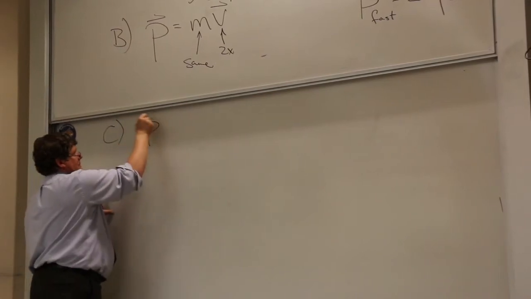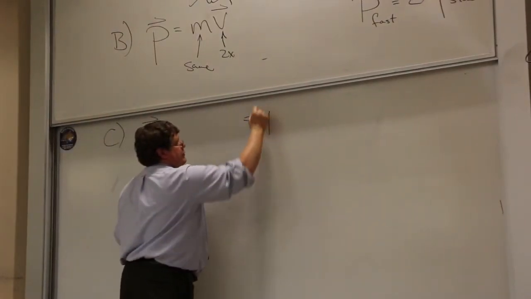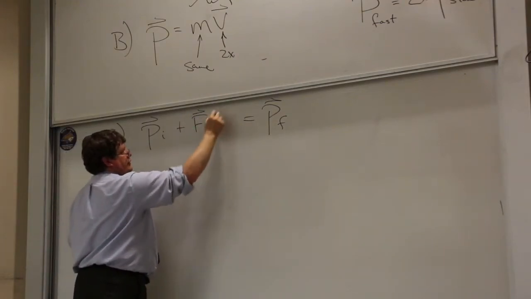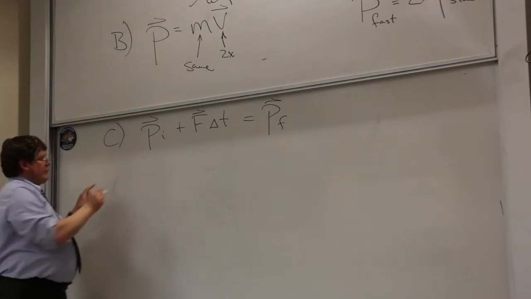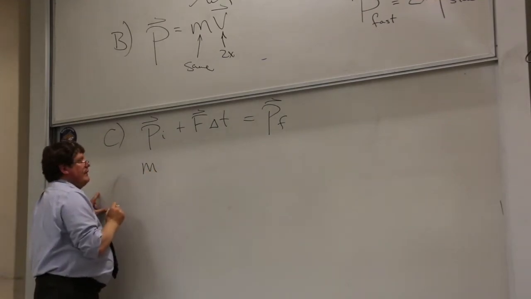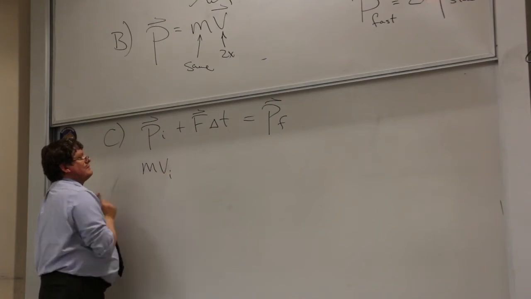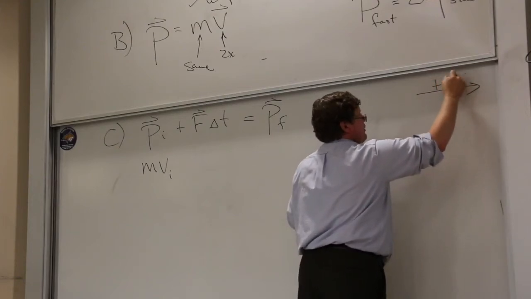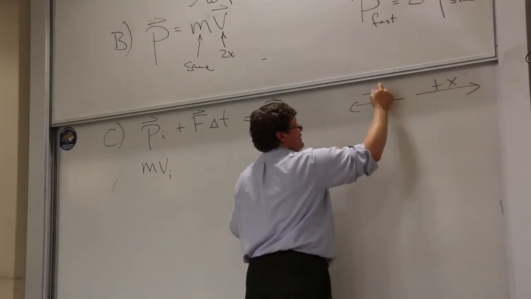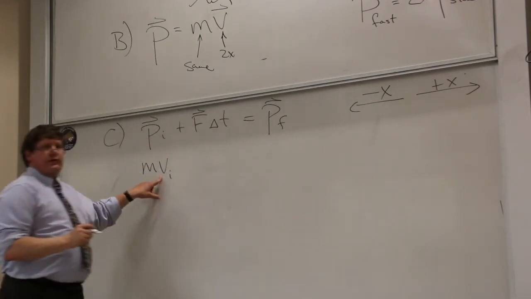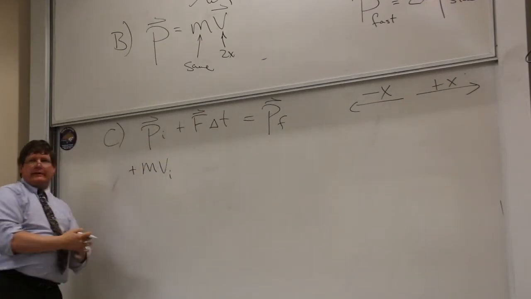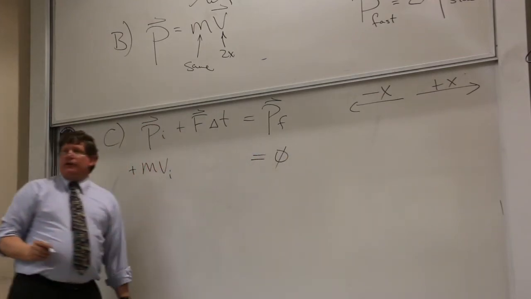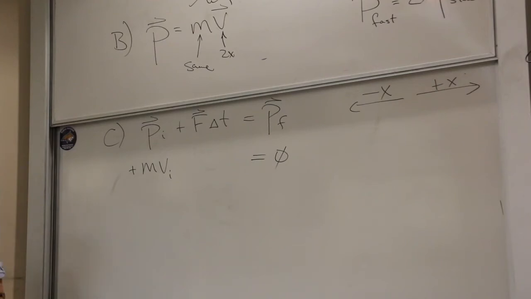This is part C. The momentum initial is equal to the momentum final, except when it's not, when there's a force acting for a time. Now the initial momentum, we said, was the mass of the arrow times its initial velocity. And since this is a vector equation, we need a coordinate system. Let's call to the right positive and to the left negative. Since the arrow is traveling to the right, this would be positive momentum. Now when the arrow stops, the momentum is zero, because the velocity is zero.